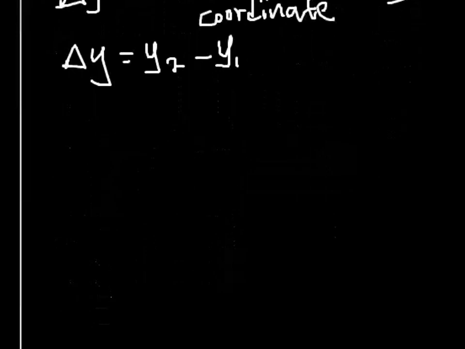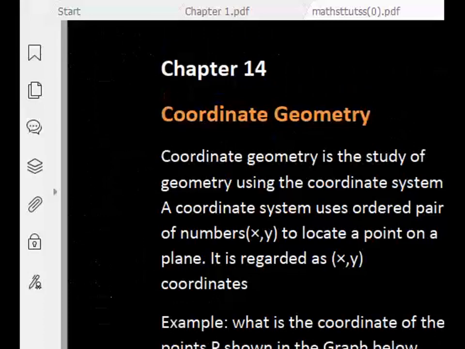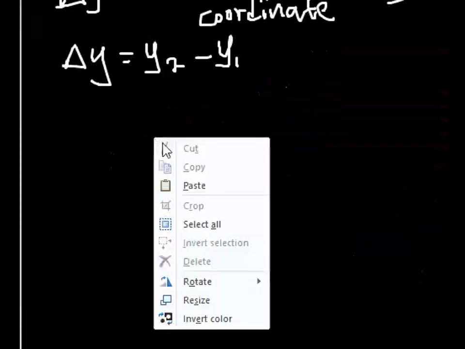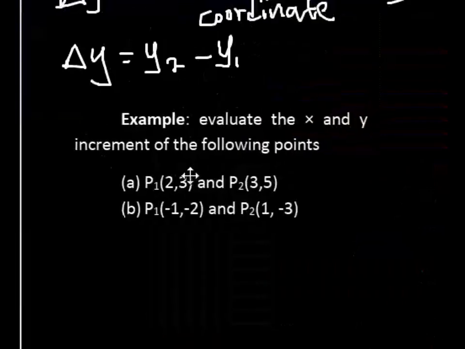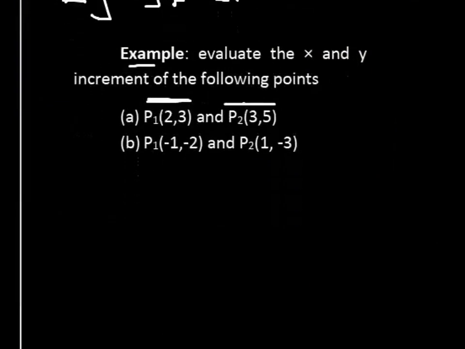Okay, so now let's look at a typical example. I'm going to bring some question. All right, so here we go. So let's say you have 2 points. As you can see, example: evaluate the x and y increment of the following points. This is the initial point P1, and this is the initial coordinate of the point and the final coordinate of the point P2.